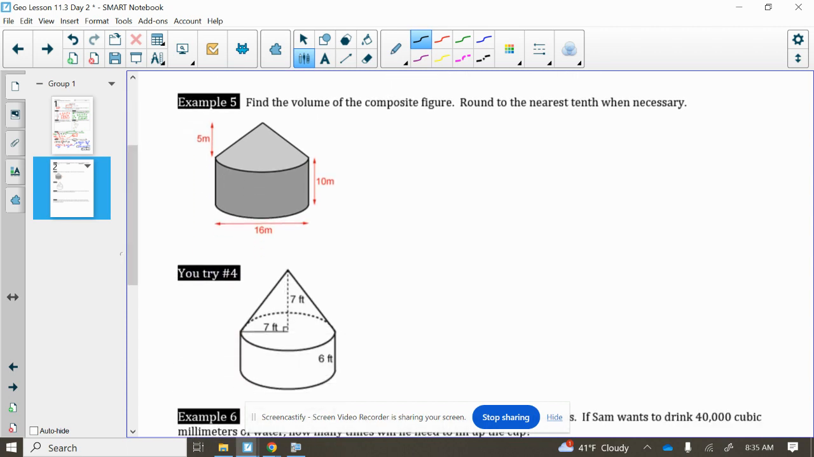In example 5, we are looking to find the volume of our composite figure. Notice our composite figure is made up of two separate figures this time, a cylinder with a cone stacked on top. First things first, we are going to find the volume of our cone. So 1/3 times pi times our radius squared.